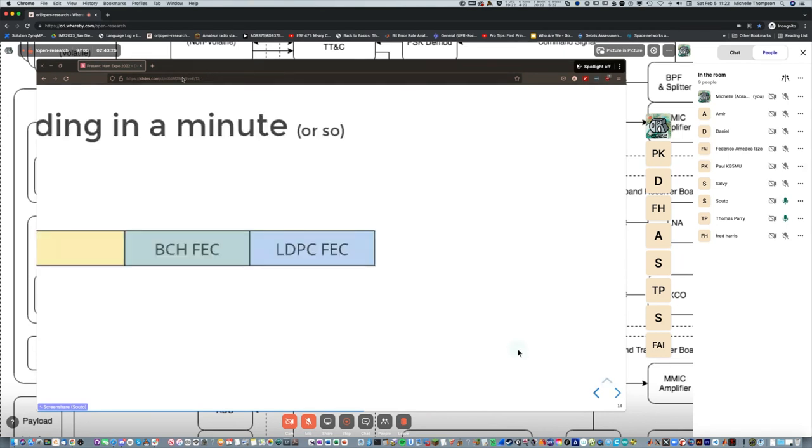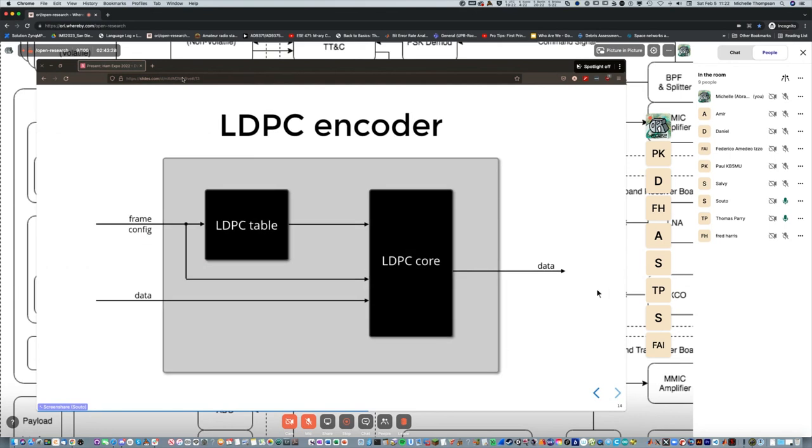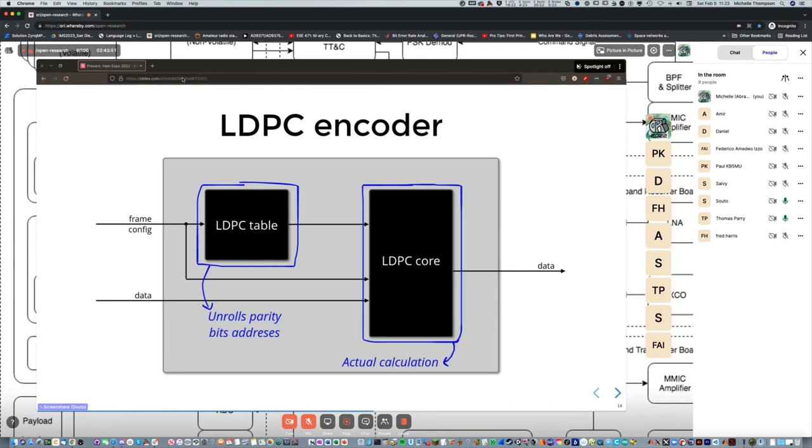So for the LDPC encoder, I'm going to divide and conquer. There's the LDPC table module that is responsible for essentially unrolling the table. It will pick the correct base table, add Q appropriately, and track the 360-bit groups and all of that. Essentially it unrolls the parity bit addresses. And the LDPC core will do the actual calculation.